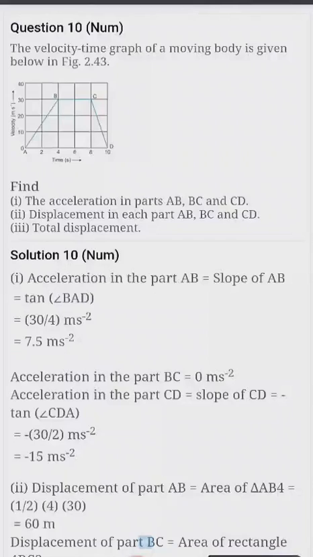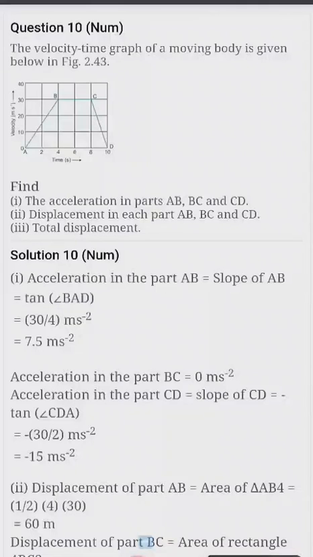Similarly, BC. Now BC, if you see, at B the velocity is 30. At C the velocity is 30. So actually the velocity is same. So there is no acceleration. It is called as zero acceleration. The body is not accelerating at all, since the velocity is constant. C to D, it is going from C towards D.